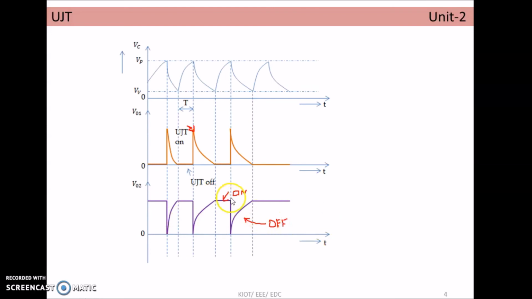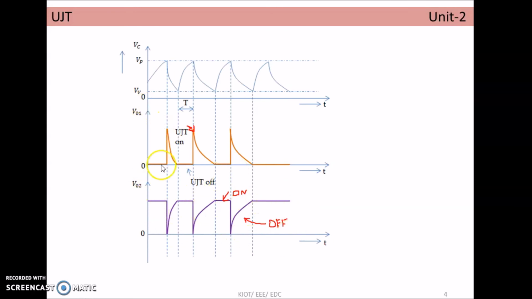Right, so during this period the UJT is said to be in on state, and during this period the UJT is said to be in off state. So from peak point to valley point, UJT is said to be in on state. Once it is in on state, output is connected to ground, so output becomes 0. The capacitor starts discharging, so output voltage is increasing. So again this action continues.